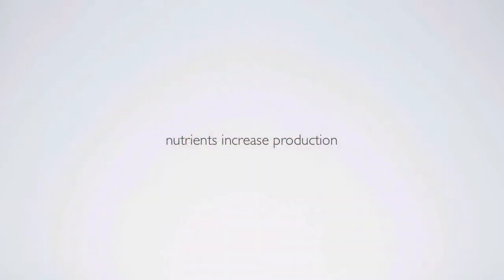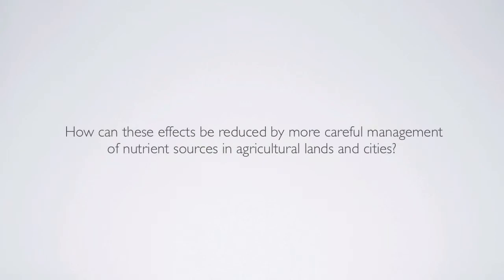So when we look at these systems, we know that nutrients increase production in aquatic systems. But that increase in production requires an increase in decomposition. And that reduces oxygen levels. So knowing that reduced oxygen levels are not beneficial in aquatic systems, there's questions about how these systems can be managed better. So ecosystem ecologists have been asked, how can these effects be reduced by more careful management of nutrient sources in agricultural lands and cities?